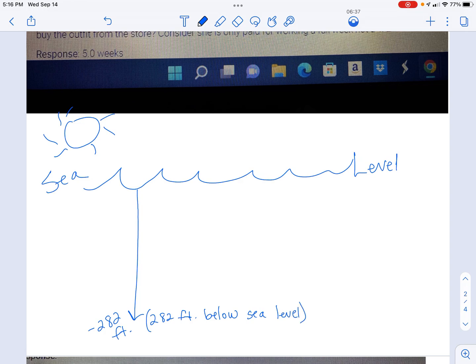The other location we were told was a negative 220 feet below sea level. So that's 220 feet below sea level. That's going to be not quite as far down. That's going to be at negative 220 feet below sea level. So we're going to write 282 feet. And even though I'm writing it as 282 feet below sea level, it looks like a positive number here. You know that anything below sea level is like looking at a number line and going into your negative numbers. So both of those are below sea level.